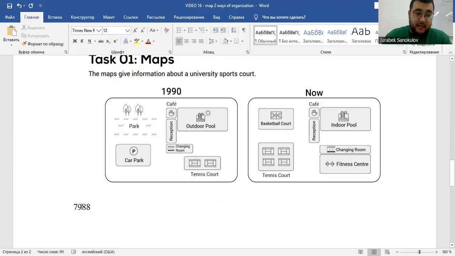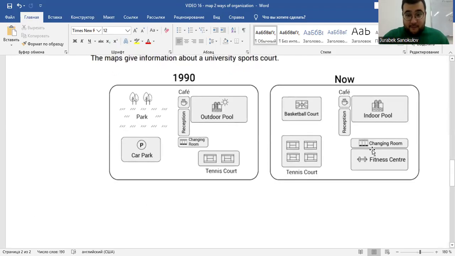So I want you to pay attention to this, because I got 9 in coherence and cohesion, which basically means what I did in terms of dividing paragraphs was good enough. So what I did was I described the first map in the first body paragraph, and I described the second map in the second body paragraph. That's what I did. So now let's describe this map together.